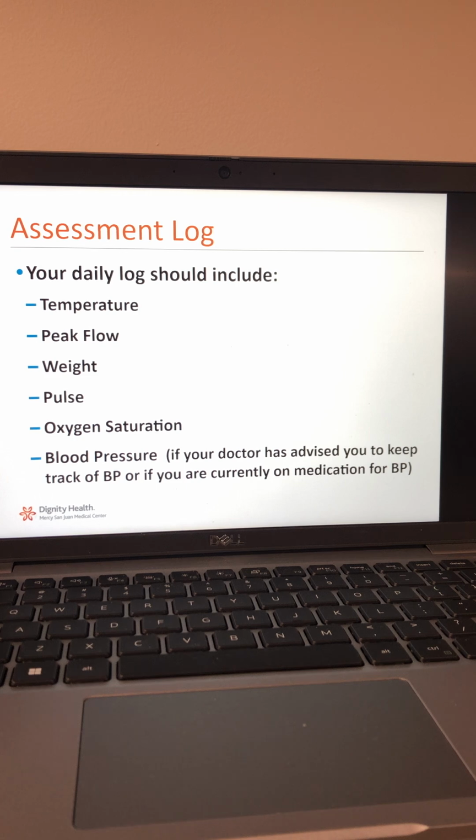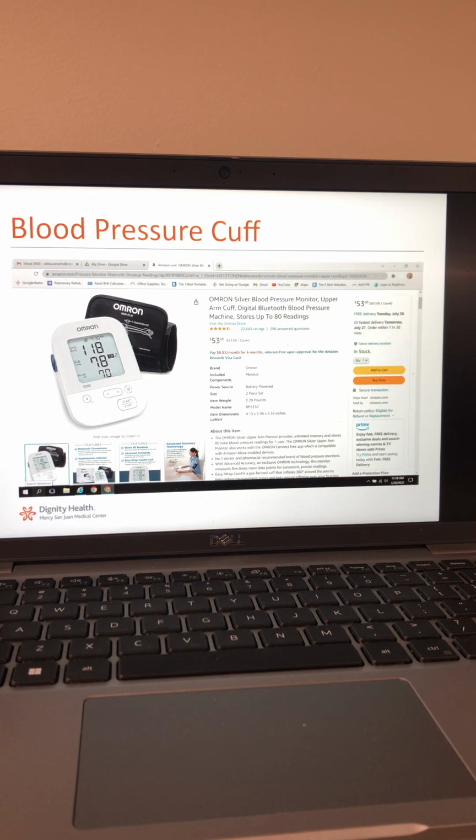And then finally, your blood pressure, if your doctor has advised you to keep track of it, or you're currently on medication for blood pressure. We like the fitted cuff. They're still around $50, but they do make it easy to put on yourself to get a tight fit so you get a more accurate reading. Omron is our preferred brand. That's the ones we use here in the gym that are wireless. They also have ones that are corded, and I can show you those when you come in.